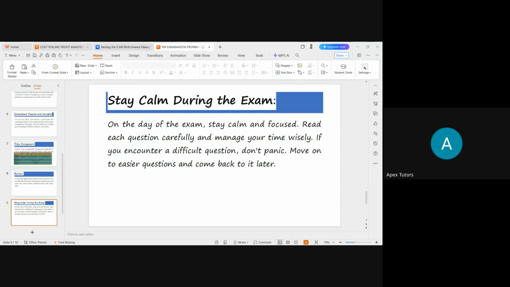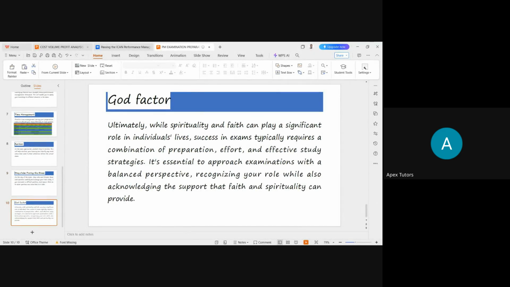So on the day of the exam, stay calm and focused. Read each question carefully and manage your time wisely. If you encounter a difficult question, don't panic. Move on to easier questions and come back to it later. So this is very important. Just stay calm, don't be frightened.